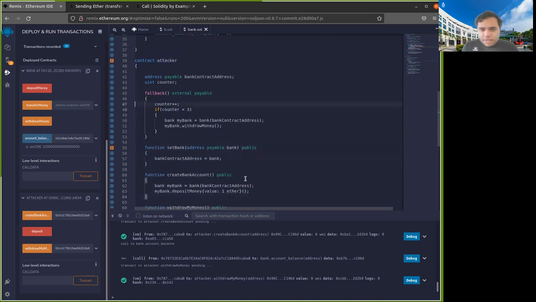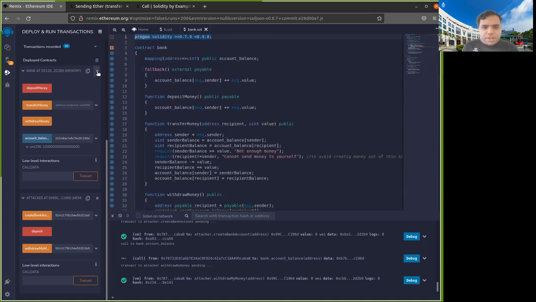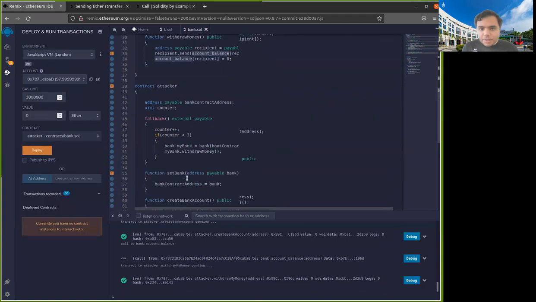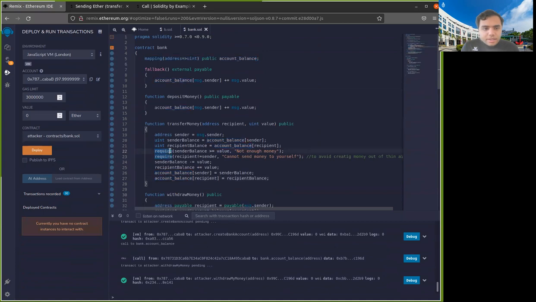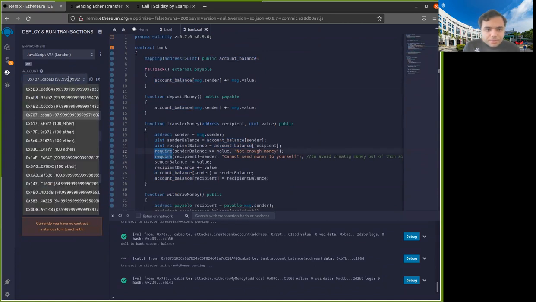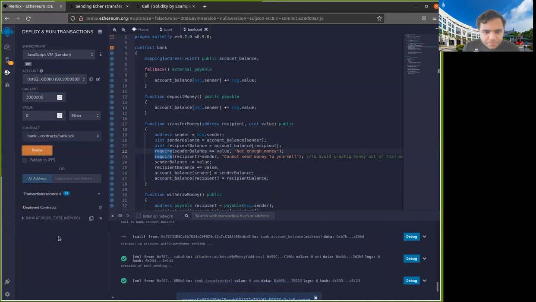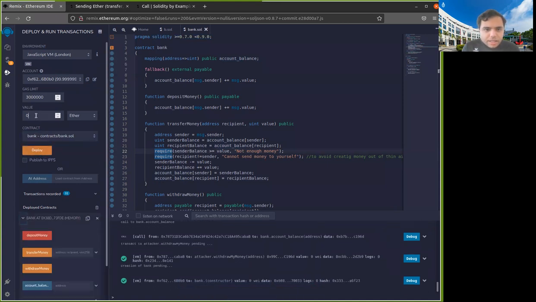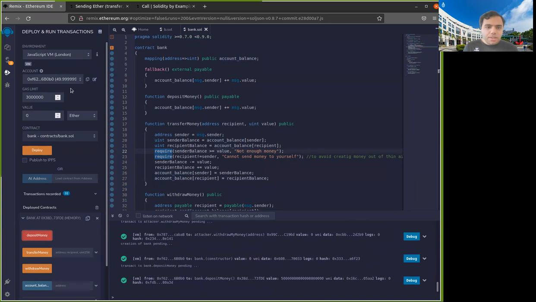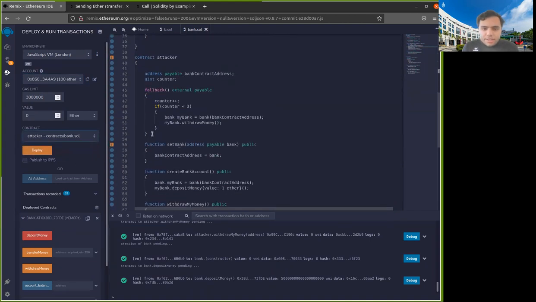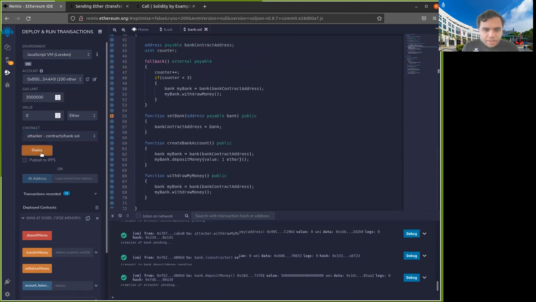Now, let's see if I can actually successfully run this attack on the virtual machine. I hope that I can. Okay, so let's create a new account here. And let's first deploy the bank. Okay, so I have my bank now. And let's say I'm paying the bank 50 Ether. So I deposited 50 Ether. And now let's say I change my account. So now I'm the attacker. I write this contract, the attacker contract, and I deploy it.